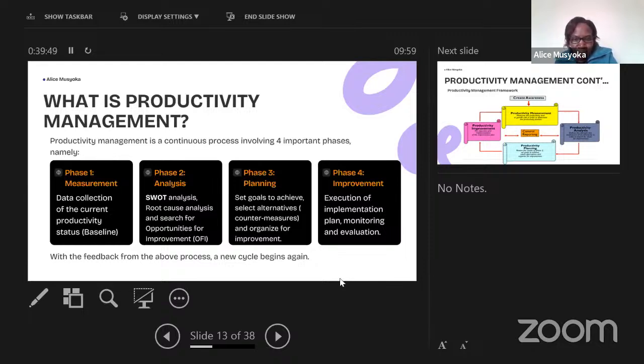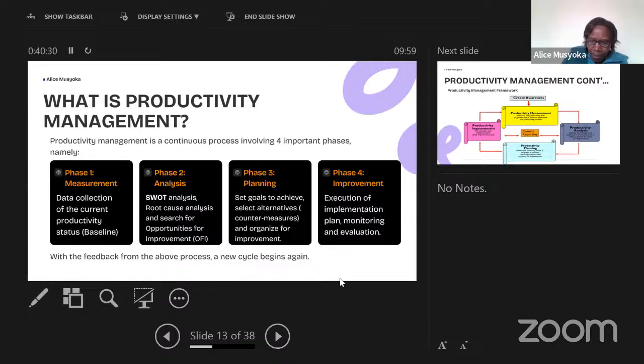So that is on improvement, because the reason we carry out measurement is so that we can identify gaps and so that we can be able to improve or bridge the gaps. That can only be done after you have carried out the measurement, and then you come to improvement by way of monitoring, because you wouldn't know where the gaps are if you are not monitoring and evaluating the productivity.